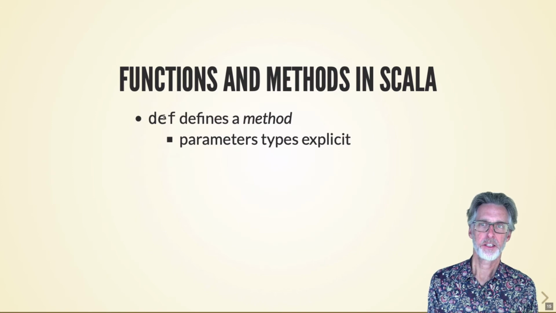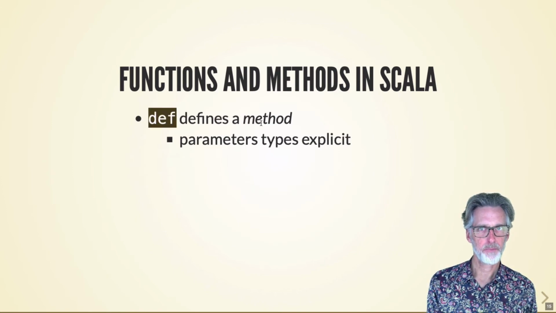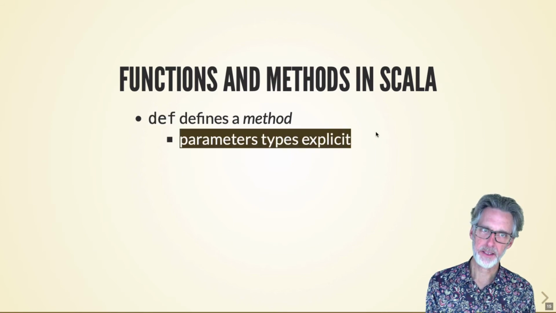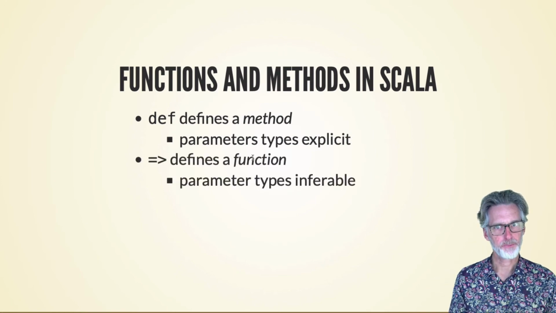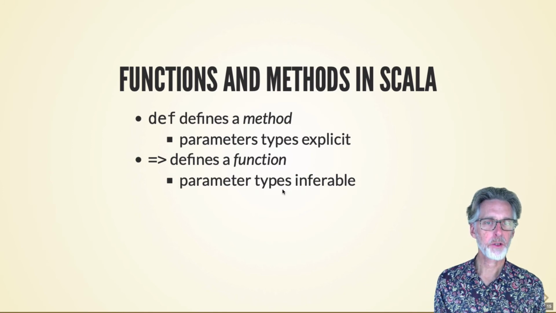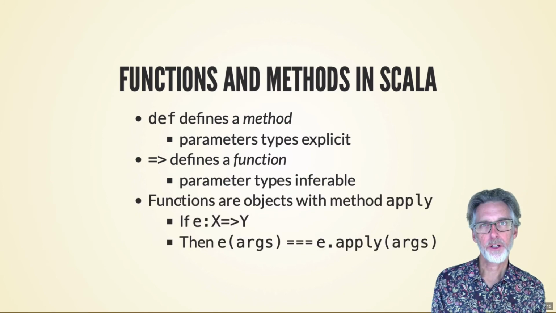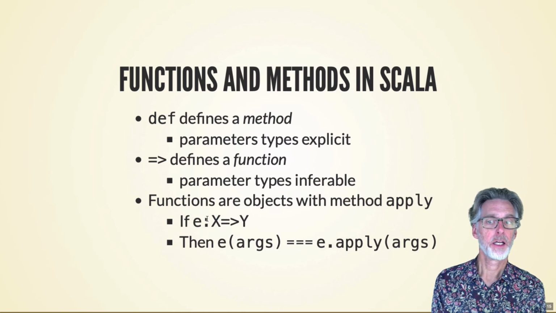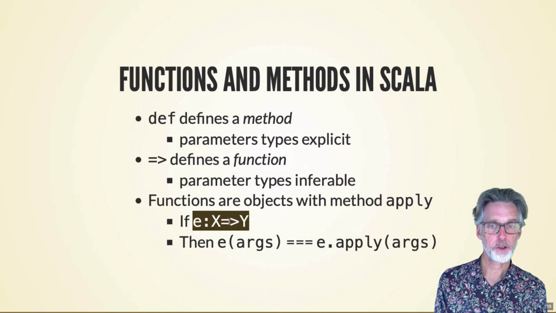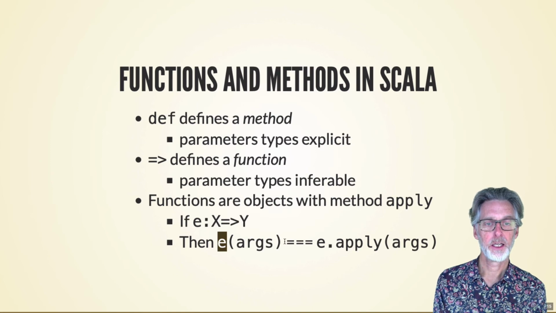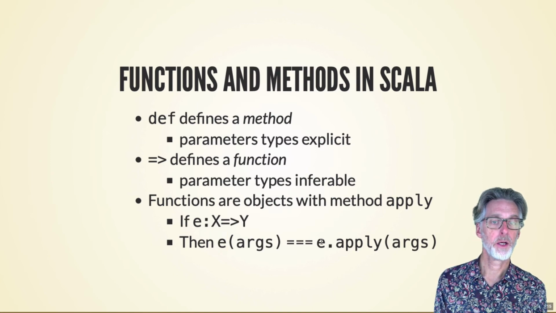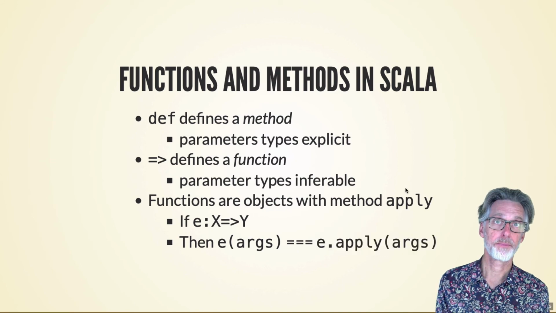So def is used to define a method in Scala. And recall that with def, you always must put the parameter types explicitly in your declaration. The fat arrow is used to define a function. And there, it's possible that the parameter types might be inferred by Scala. Functions are implemented as objects with a method named apply. And for any expression of function type, when Scala sees the expression applied as a function, it simply converts that into an invocation of the apply method.